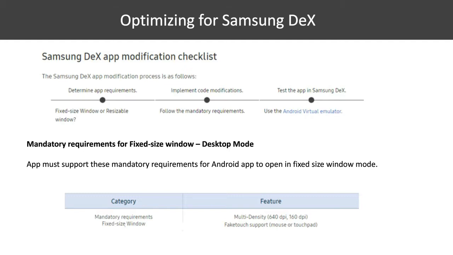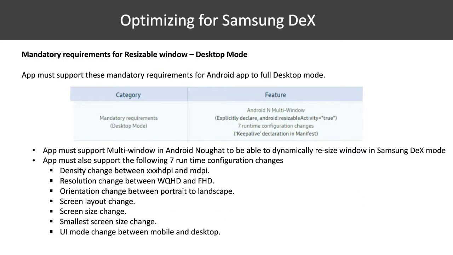If you want your application optimized for Samsung DeX, where users will be able to resize it and maximize it to the full display, then these are the mandatory requirements. It should obviously support Android multi-window functionality. That is, your application should explicitly declare resizeableActivity equals true in the Android manifest file, and you should handle these 7 runtime configuration changes.